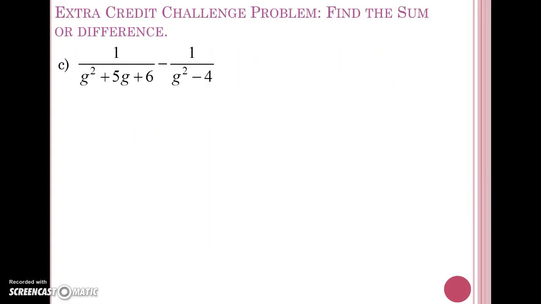One challenge problem for you is here. It's not on your worksheet, but if you would like to try to earn some extra credit, go ahead and try this problem. I'll give you one hint, and that is to factor first before you find your LCD. Factor first. Then show it to your teacher before the end of the day.